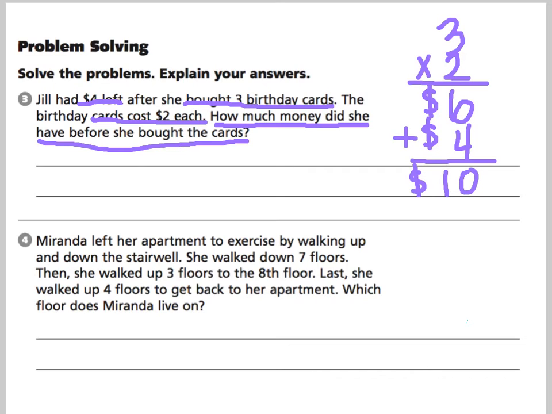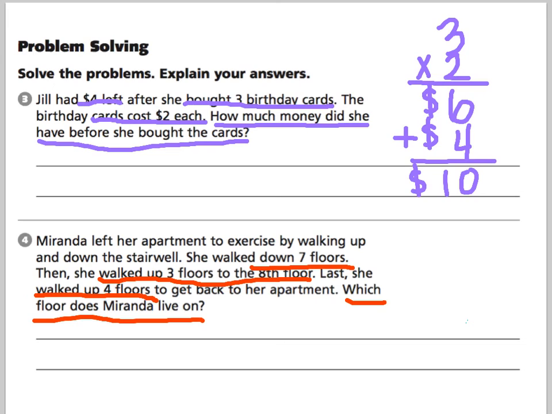Now let's look down at number 4. Miranda left her apartment to exercise by walking up and down the stairwell. She walked down 7 floors, then she walked up 3 floors to the 8th floor. Last, she walked up 4 floors to get back to her apartment. Which floor does Miranda live on? So we're going to underline that she walked down 7 floors. Then she walked up 3 floors, which got her to the 8th floor. And last, she had to walk up 4 more floors to get back to where she started. Also underline, which floor does Miranda live on?